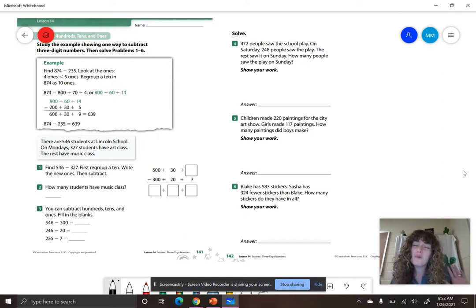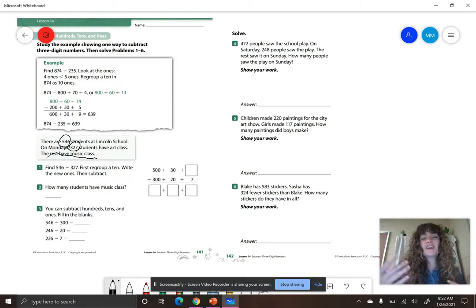All right, we have a word problem. It says there are 546 students at Lincoln School. On Mondays, 327 students have art class. The rest have music class. Okay, what do we do with word problems? We read them 2 times through. All right, there are 546 students at Lincoln School. On Mondays, 327 students have art class. The rest have music class.